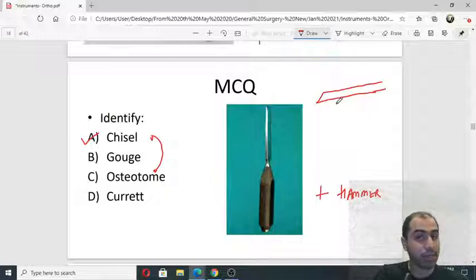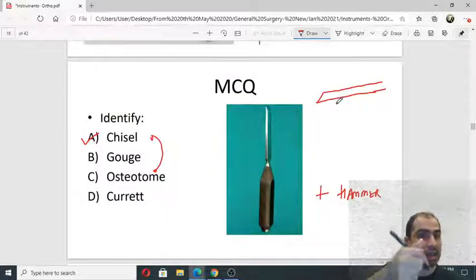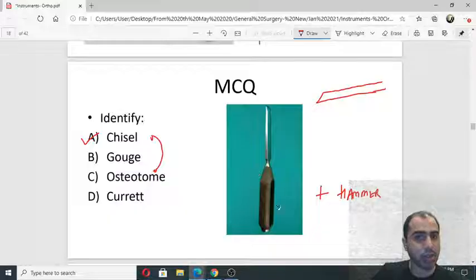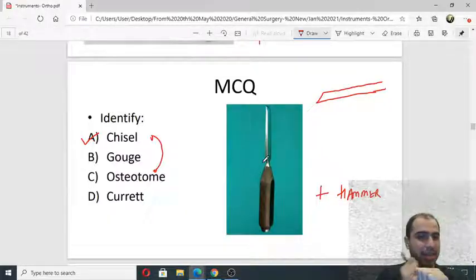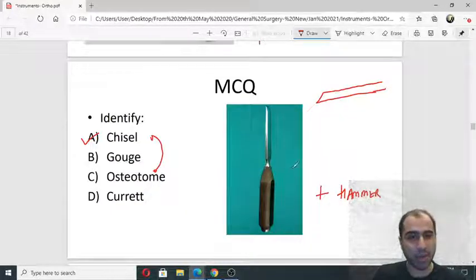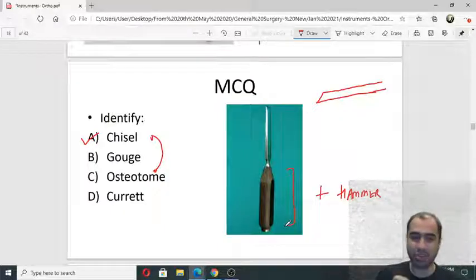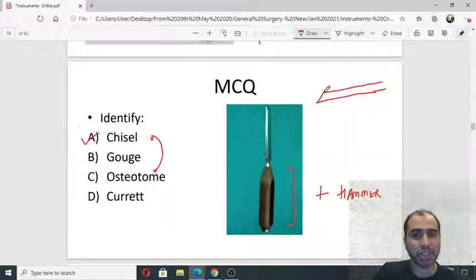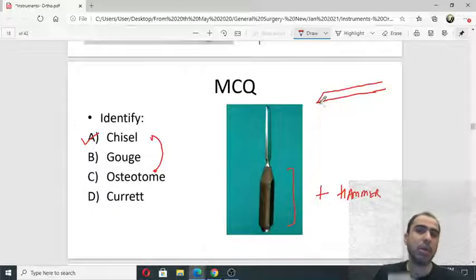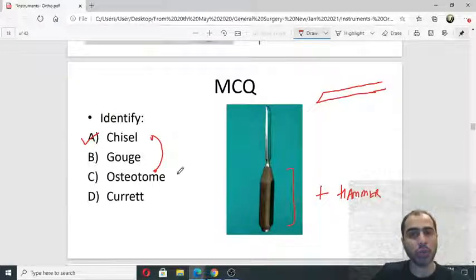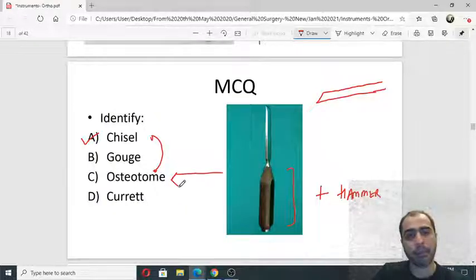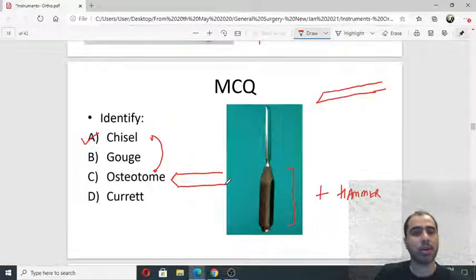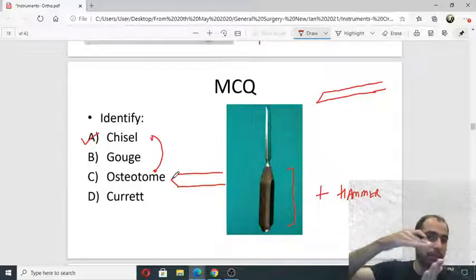Please do not confuse this with a periosteal elevator. The periosteal elevator has a thumb grip, and the handle was not like this. A periosteal elevator does not need to be hammered. It will not have this handle. There is no carpentry in this. There is all science. Don't worry. So this is a chisel because it has one edge which is sharp, or one bevel tip. The osteotome cutting tip is like this, double bevel. Okay, osteotome has a double bevel.